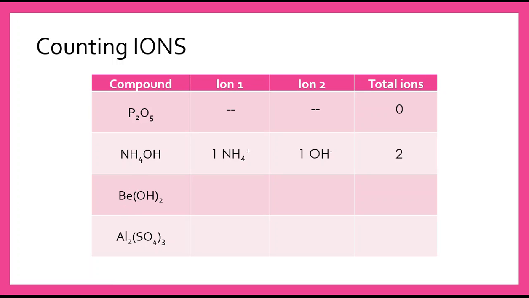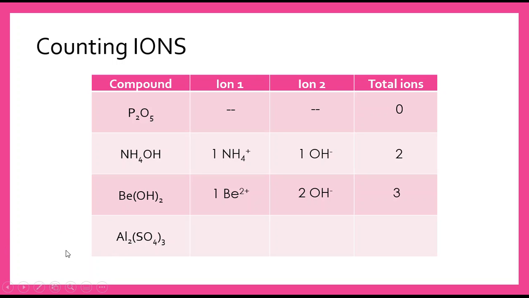And what's our charge on our beryllium? Do we remember that? It's over here, up in your alkaline earth metals. So it's going to be +2. So there's one Be +2. And then hydroxide here, we know it's OH minus. How many of those do we have? We have 2 hydroxides, and that gives us a total of 3 ions.